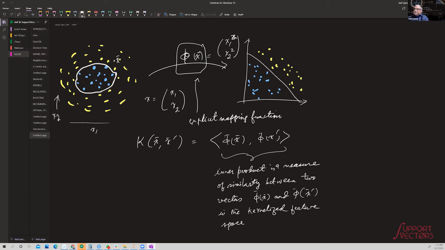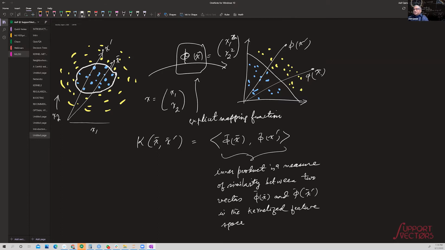So it may be that you are taking two points. Let's say that this is x and this is x prime, as an example. These two here are the two vectors, let us say. And then here, they will go to something else: phi x and phi x prime.